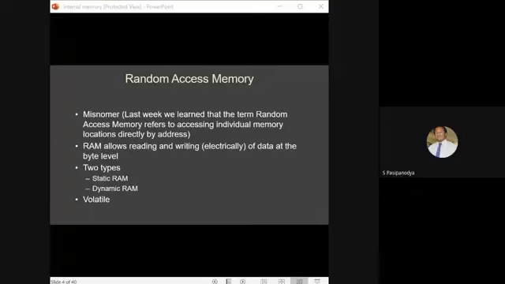Does anyone have a question? Hello, I have a question. Go ahead. From a laptop, they say this laptop is 4 gig RAM. So which type of RAM is it? Is it static or is it dynamic? They say on your laptop there is 4 gig RAM. And your question is whether it is static or dynamic?